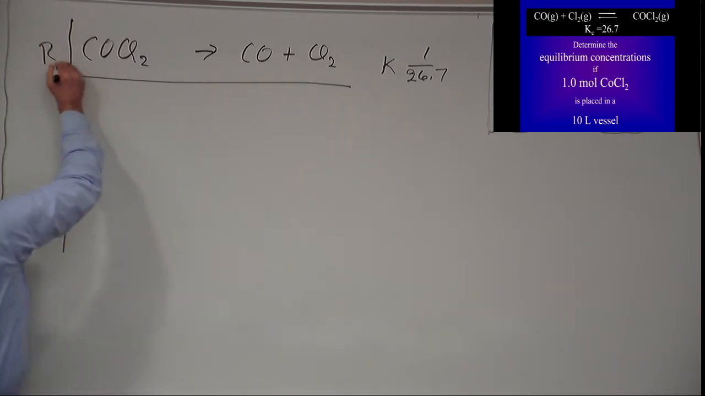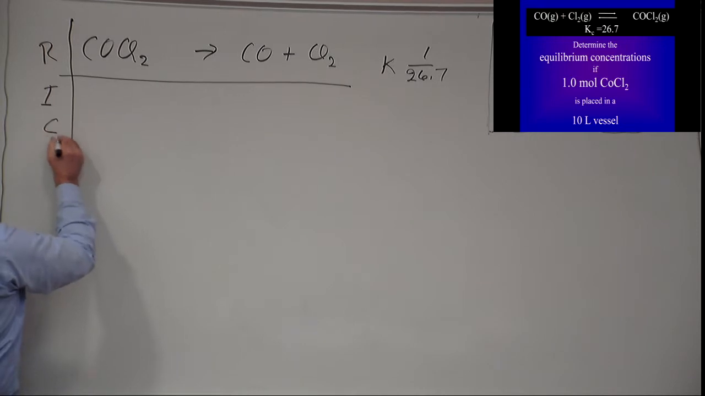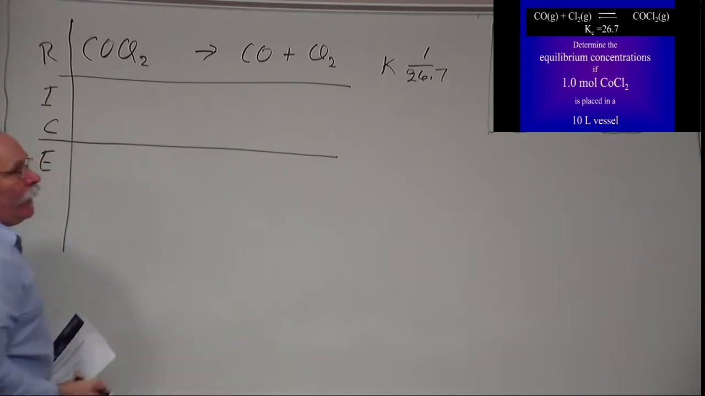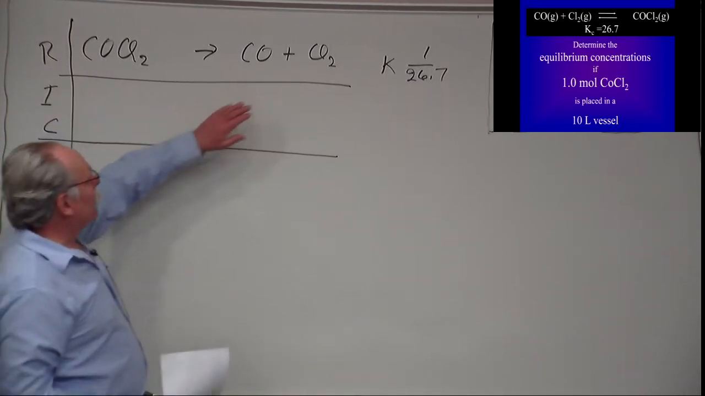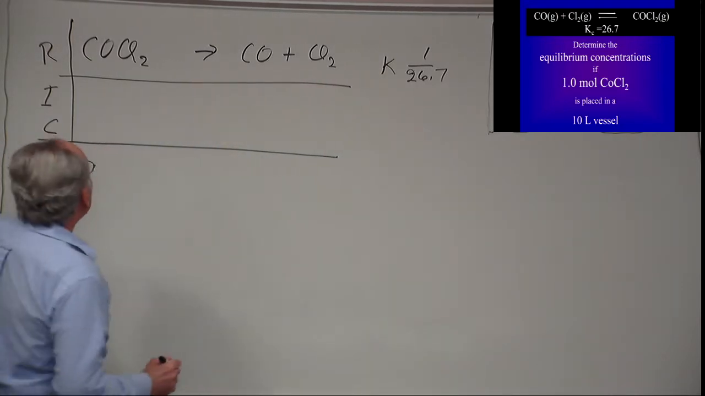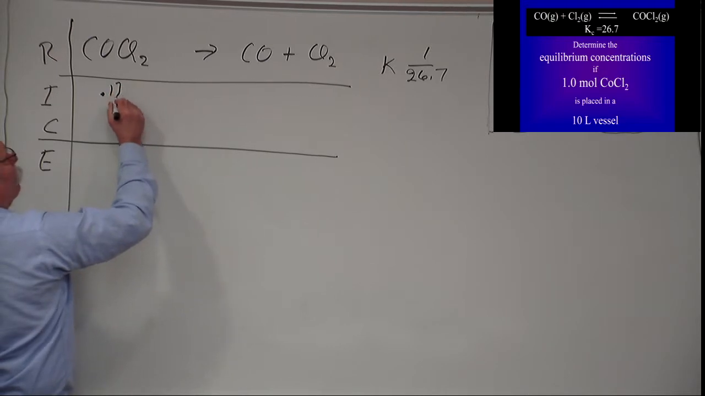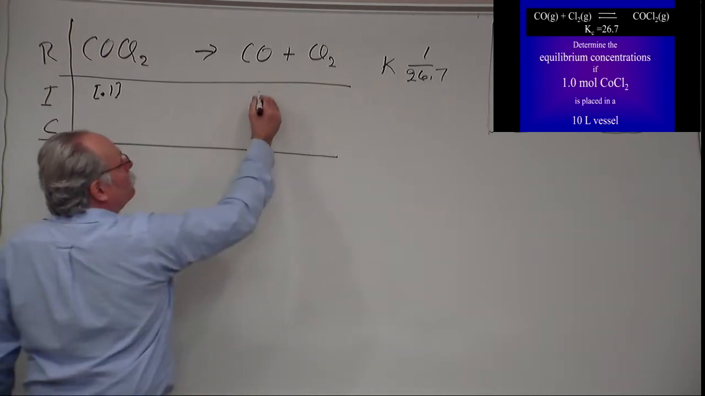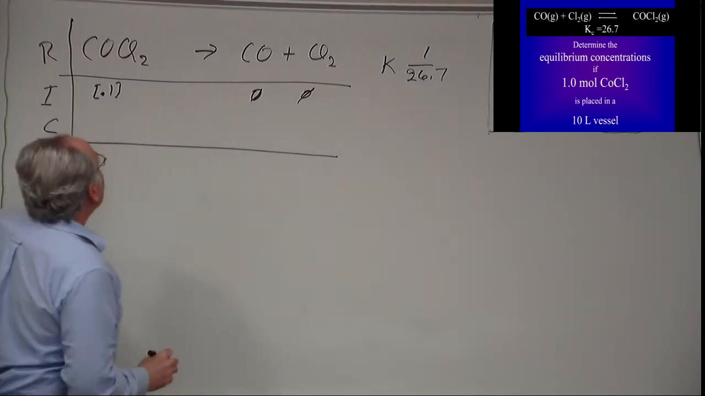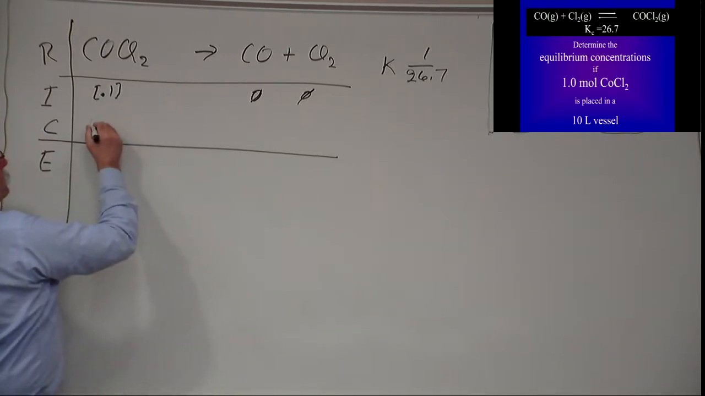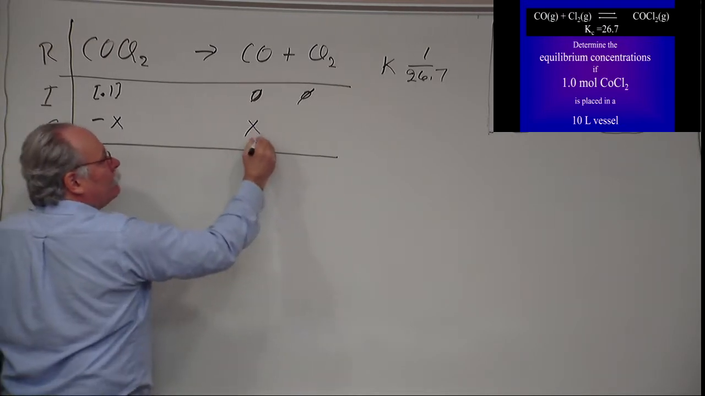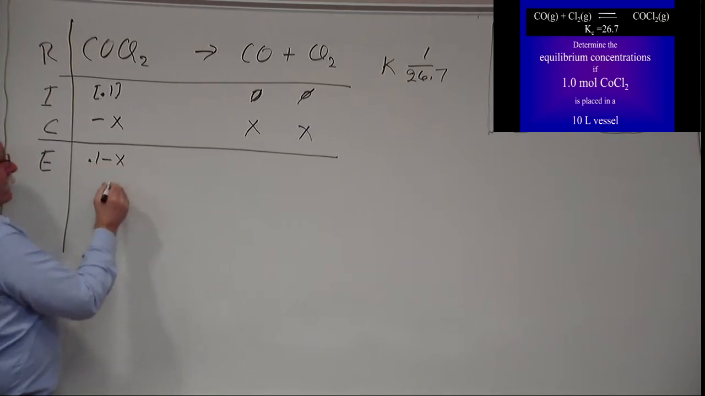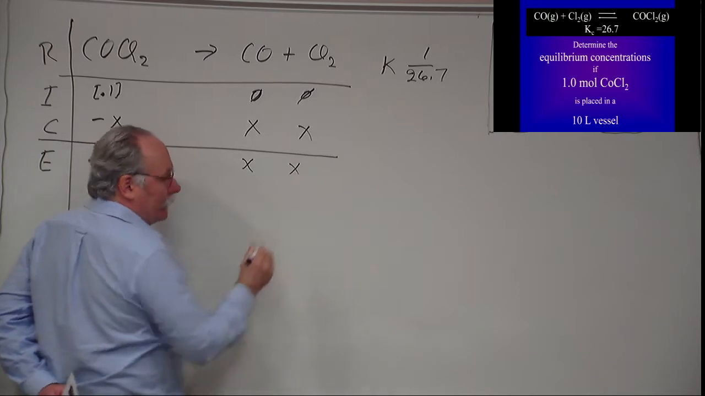Now, what we have here is our RICE diagram, and this was my reaction. I have my initial conditions, the change, and then my equilibrium conditions, and this is what I'm trying to solve: how much of the COCl2 is left after reaction, how much of this is made, and how much of this is made. The initial concentration of this is 0.1 molar, that is 1 mole into 10 liters. I have none of this, and none of this. The coefficients are all 1, so for every one of these that I consume, I make one of these and one of these. So at equilibrium, I have 0.1 minus x of this, and x of this and x of this.